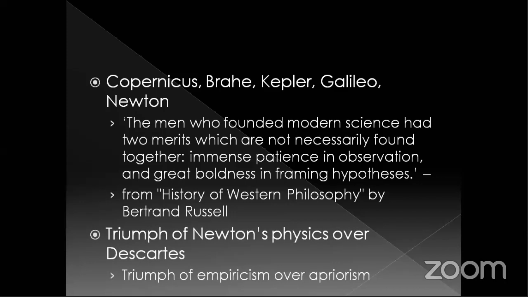And it was the triumph of Newtonian physics over Descartes' logic that really ushered in the modern era, modern science. Basically, this is the triumph of empiricism, that is observation, over apriorism, that is the idea that things are innate in our mind. We actually don't see that much. Whatever we see, we relate with reason. Without reason, observation is meaningless. So the triumph of empiricism over apriorism was very important.